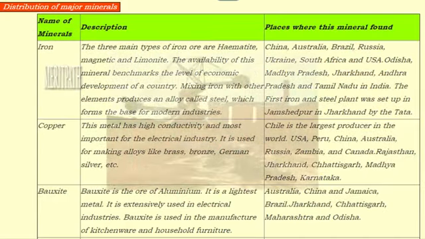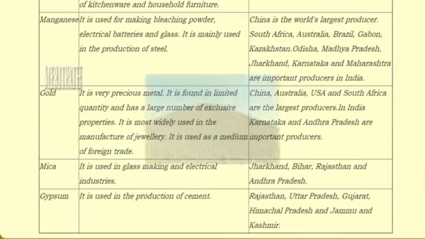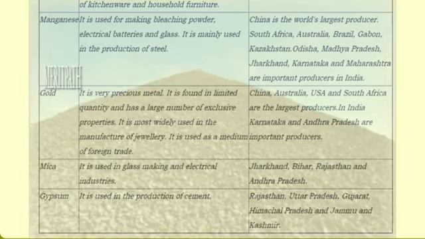Bauxite is found in Australia, China, Brazil, etc., and in the parts of Chhattisgarh, Maharashtra and Orissa in India. Now if we consider manganese, it's found in China, which is the largest producer of manganese, as well as Australia, Brazil and the parts of India such as Jharkhand, Karnataka, etc.